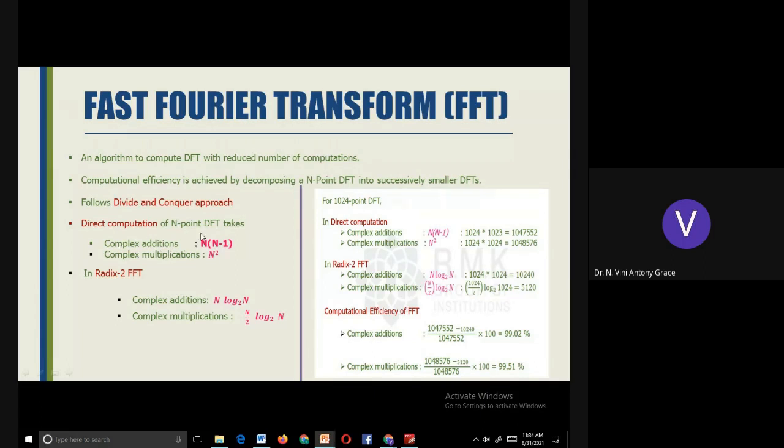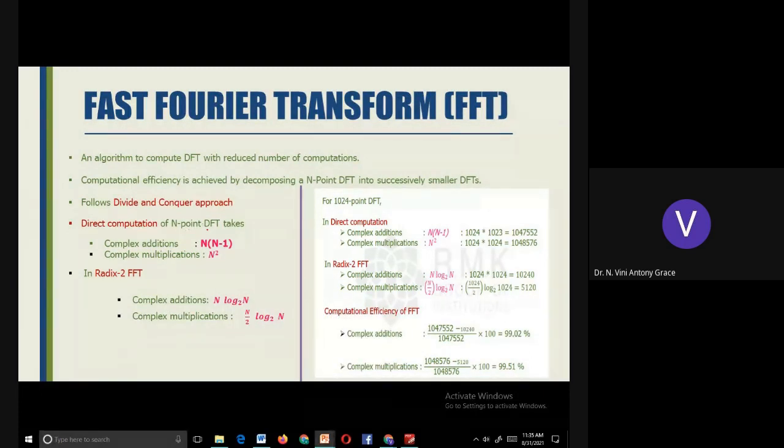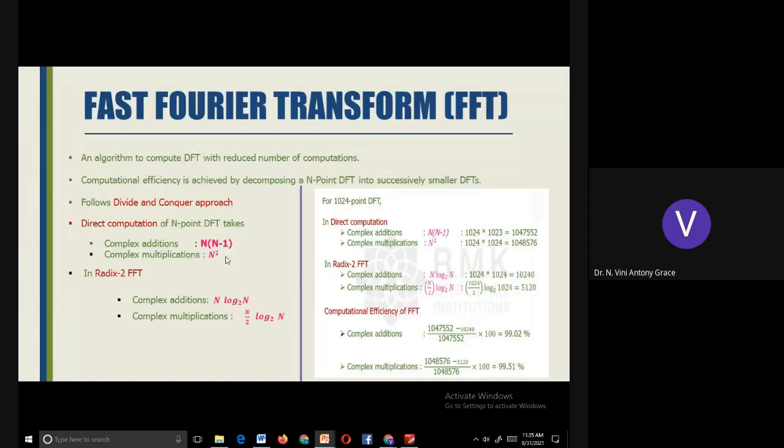Now, take down this. This will be asked in 2 marks. What is the computational complexity involved in direct computation? Direct computation of N-point DFT takes these many complex additions and multiplications. If I compute DFT using the formula directly, it requires N into N minus 1 additions, and likewise N square complex multiplications.